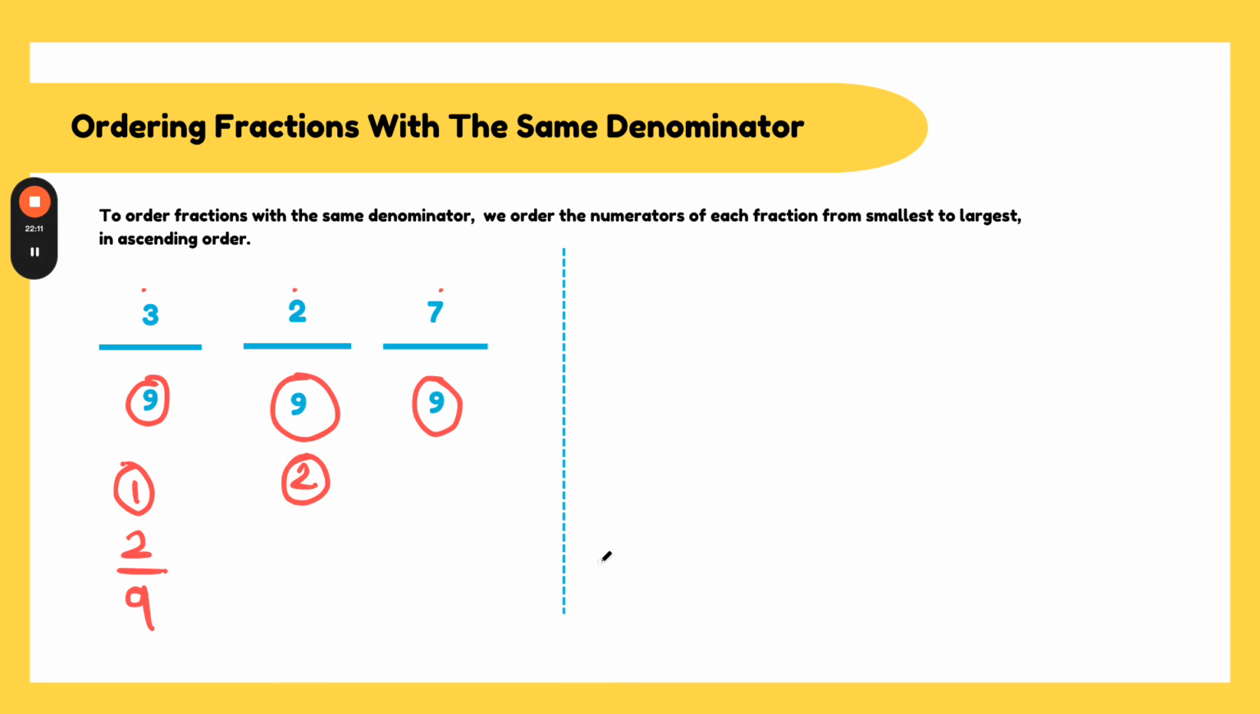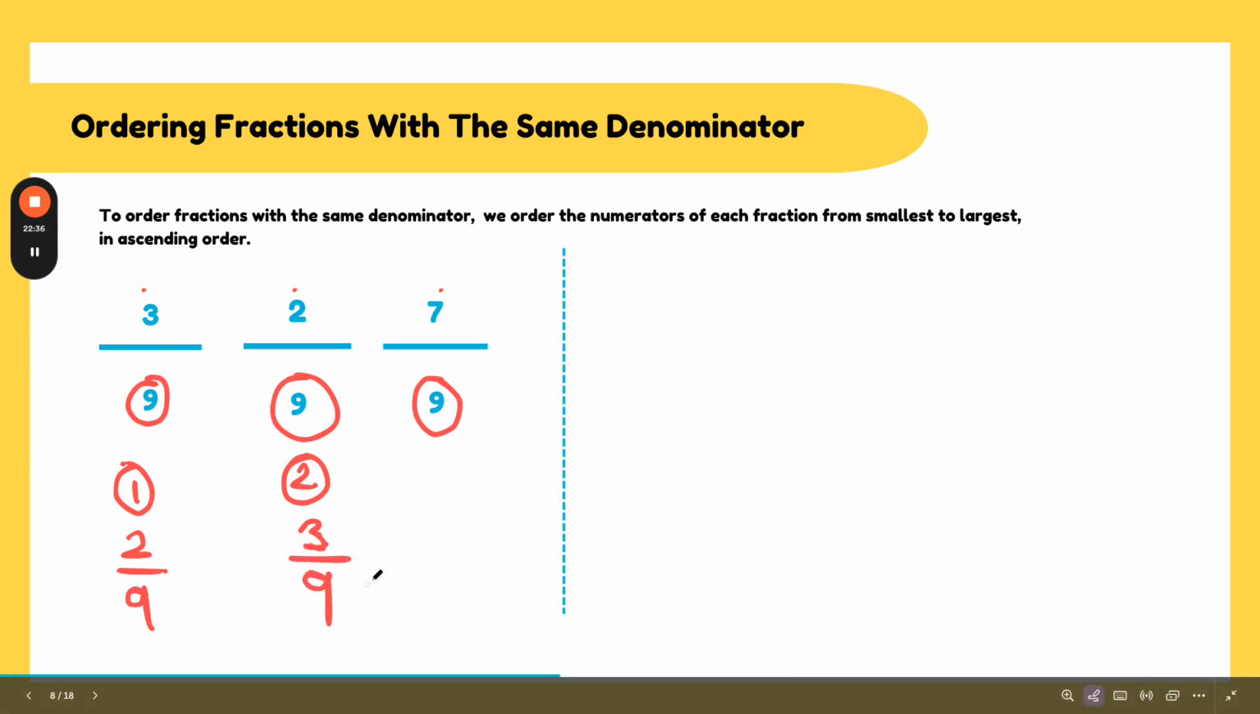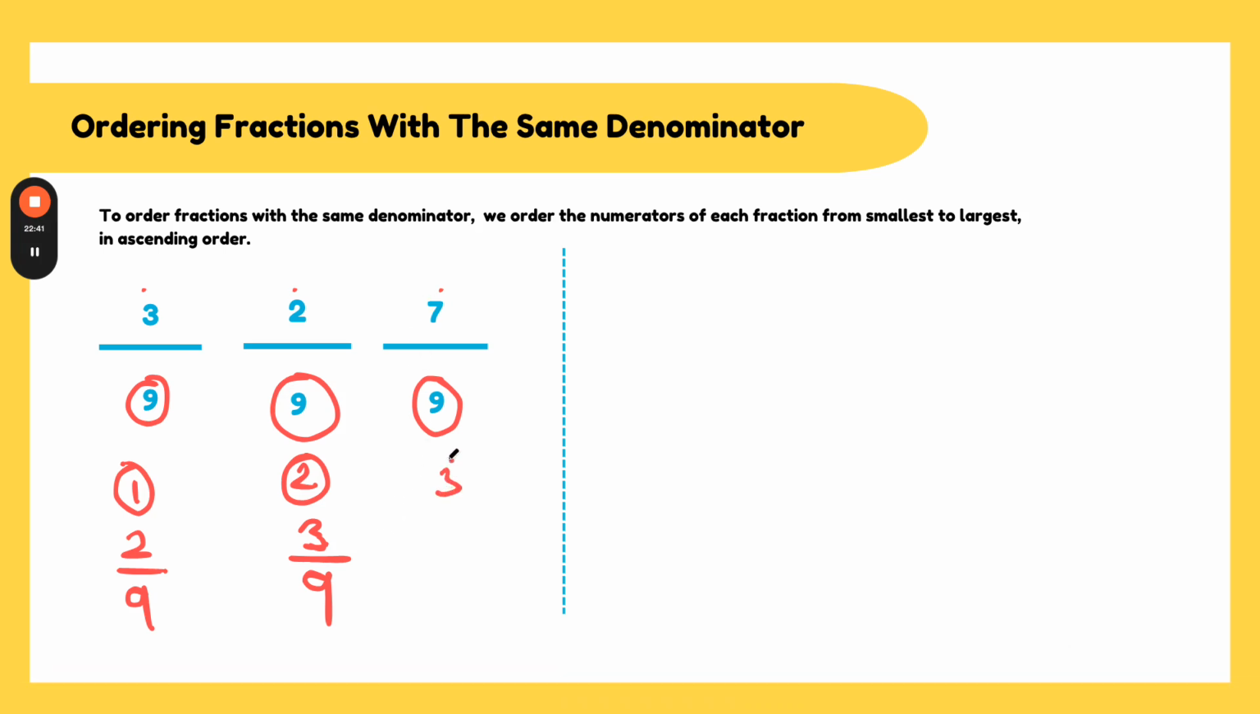Which is the next smallest? So 2 is now used, so we only have between 3 and 7. So between 3 and 7, which is the next smallest? Well, it's 3, which means our next smallest fraction is 3/9, which then leaves us with 7/9 as the largest fraction.